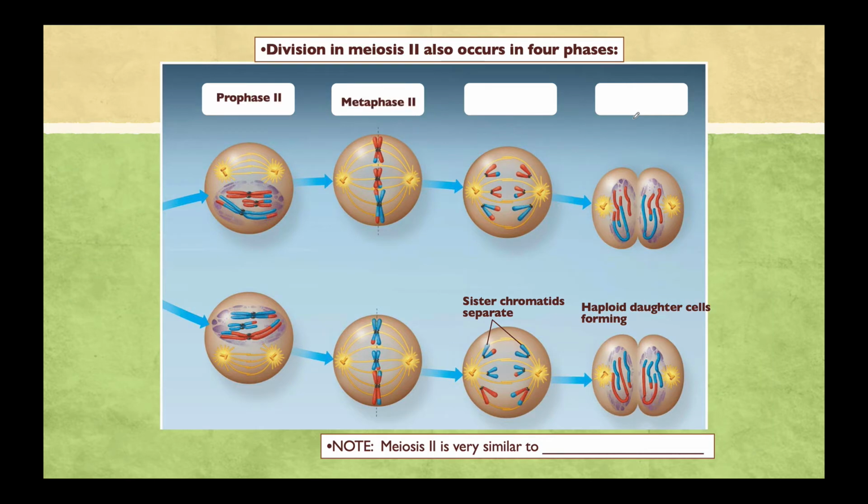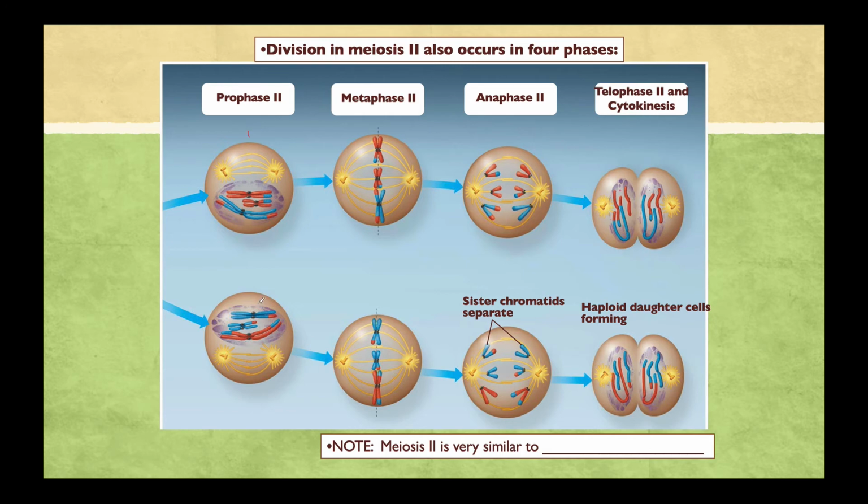Again, four steps: PMAT, prophase, metaphase, anaphase, telophase, all with a 2 behind them now. Those two resulting cells are going to start doing a lot of the same actions that we saw in mitosis. They're basically going to move towards the metaphase plate one last time. The spindle microtubules are going to help do that in both this cell and this cell.